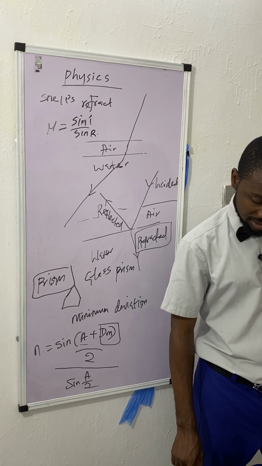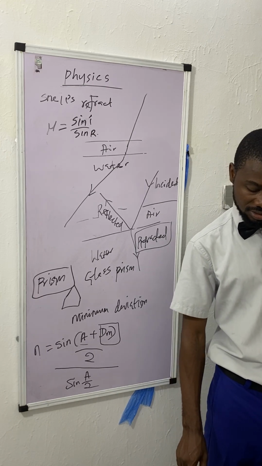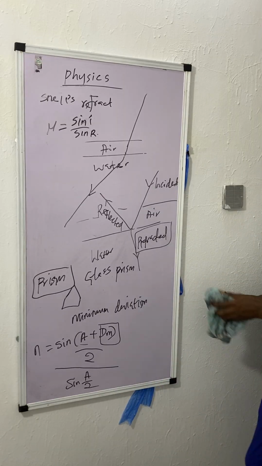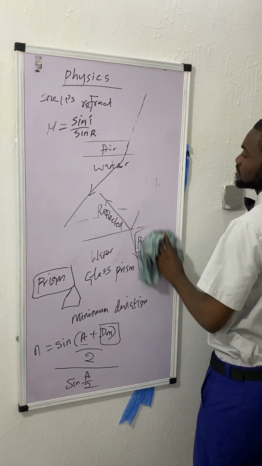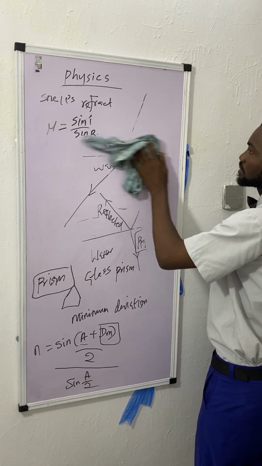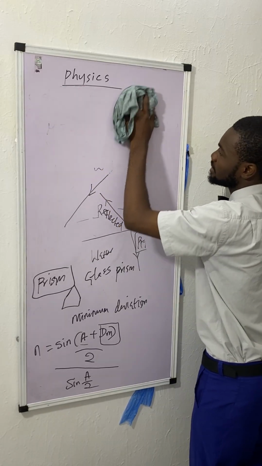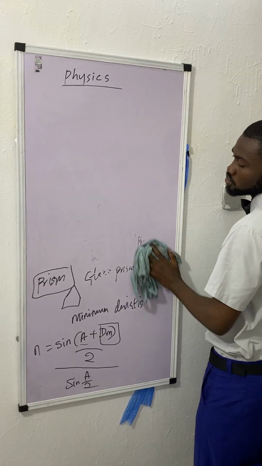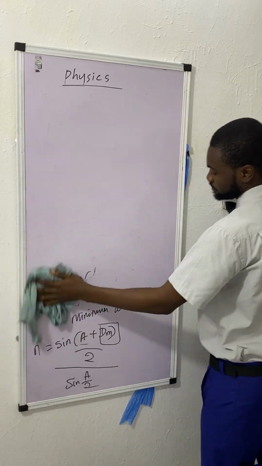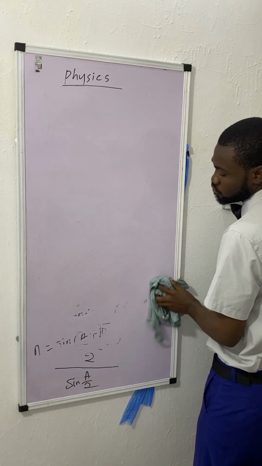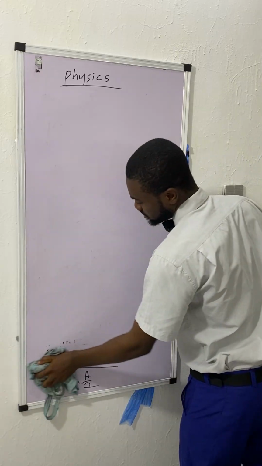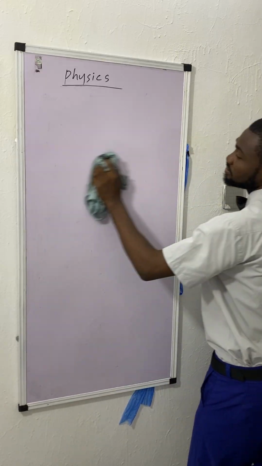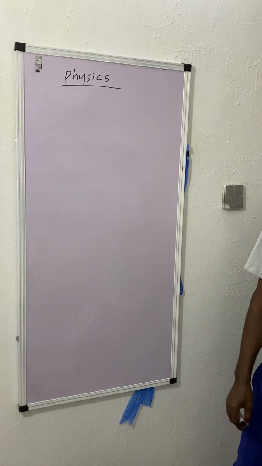I think it's time to look at lenses. Lenses are optical instruments. What is an optical instrument? Instruments that are used to view objects. Lenses, mirrors, what have you, are generally called optical instruments.